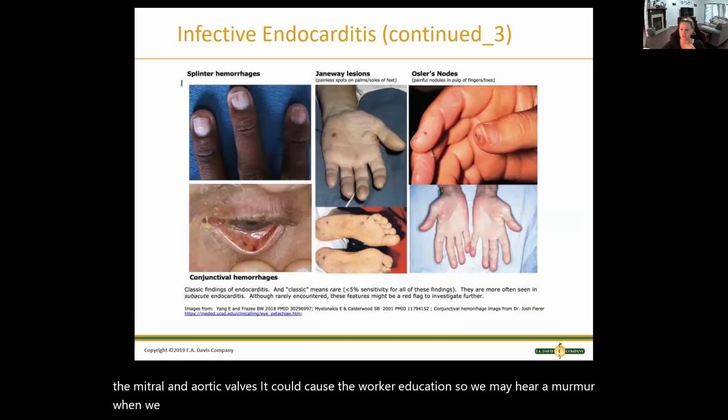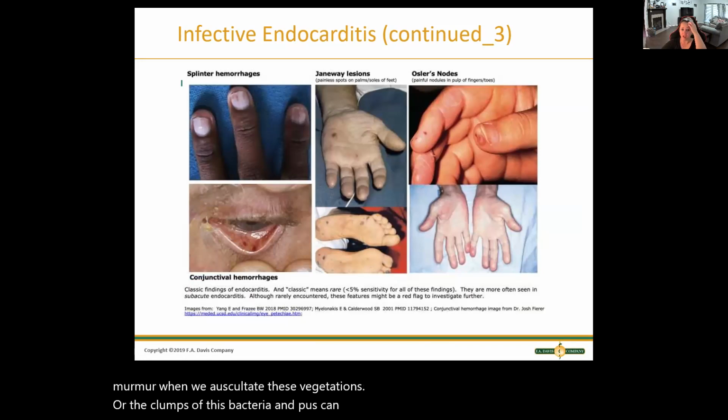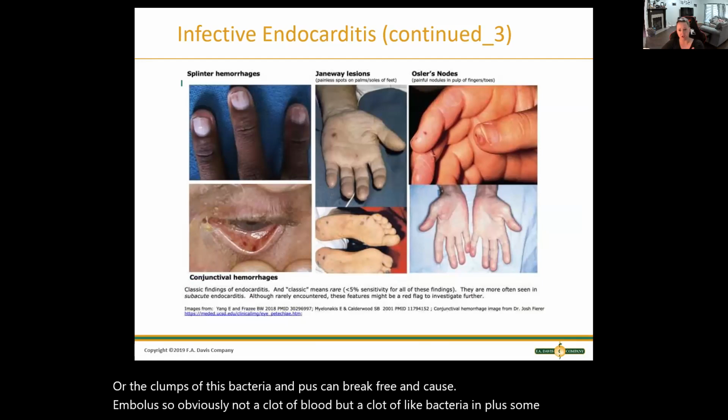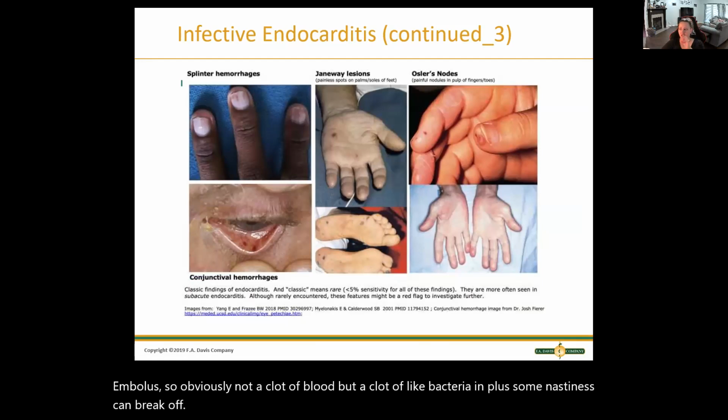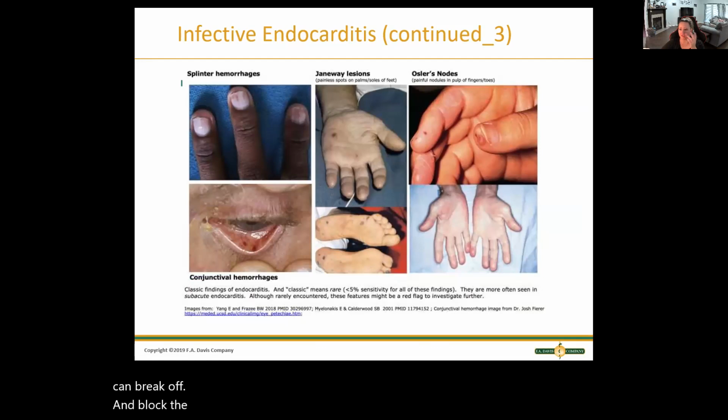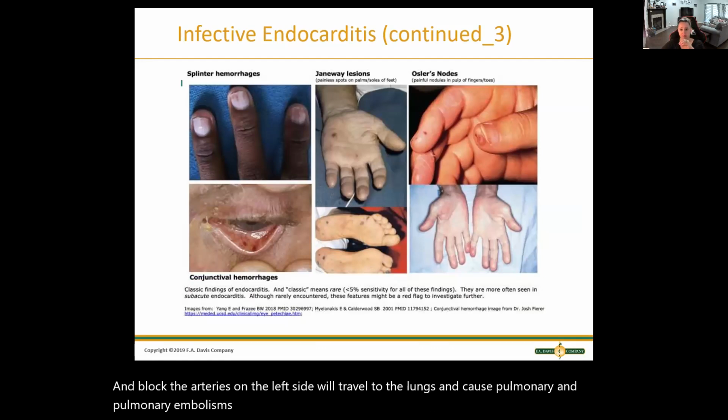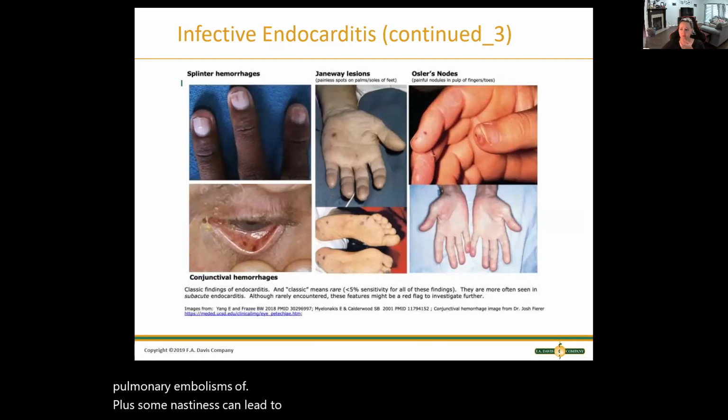These vegetations, or the clumps of bacteria and pus, can break free and cause an embolus. So obviously not a clot of blood, but a clot of bacteria and pus and nastiness that can break off and block the arteries. On the right side, they will travel to the lungs and cause pulmonary emboli of pus and nastiness. It can lead to cardiac conduction problems, blocking of the SA node firing.